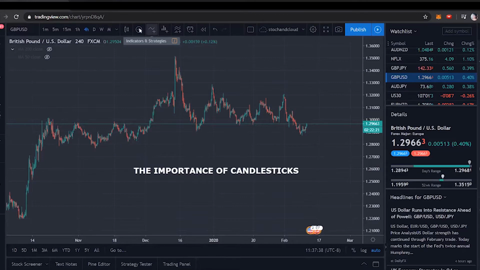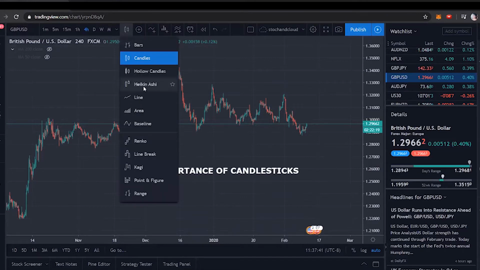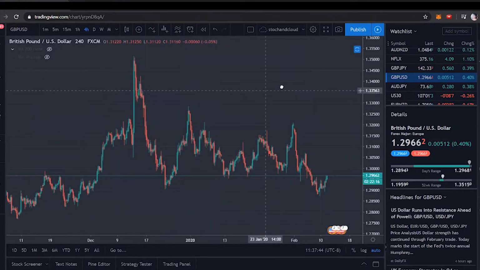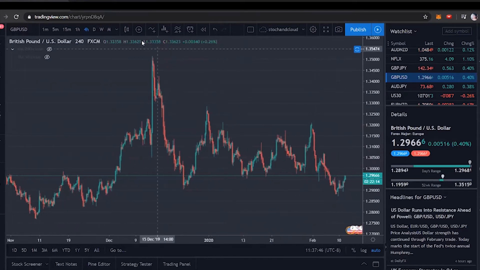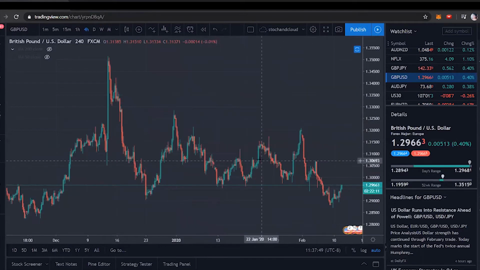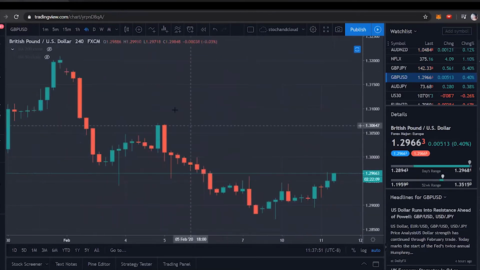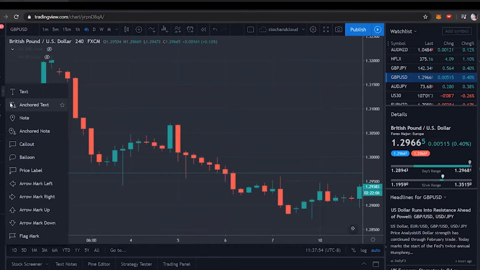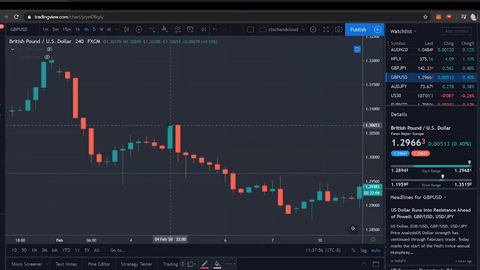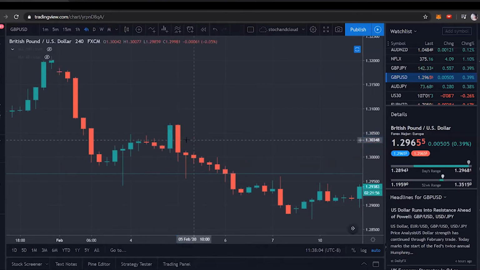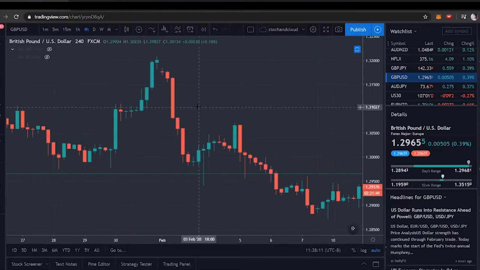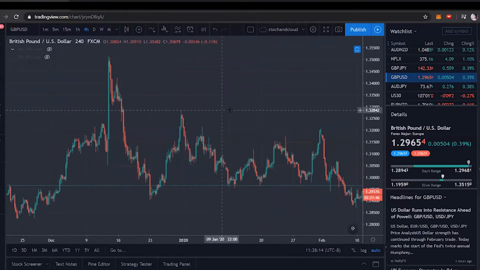And if you go up here, you can actually look at the charts in many different ways. The most popular one is the candlesticks, which is what we see right here, where we see the body of the candle. But there's the body, which is the solid block, and then you have the wicks, which go down and up, depending on what's happening to the market at that certain time.